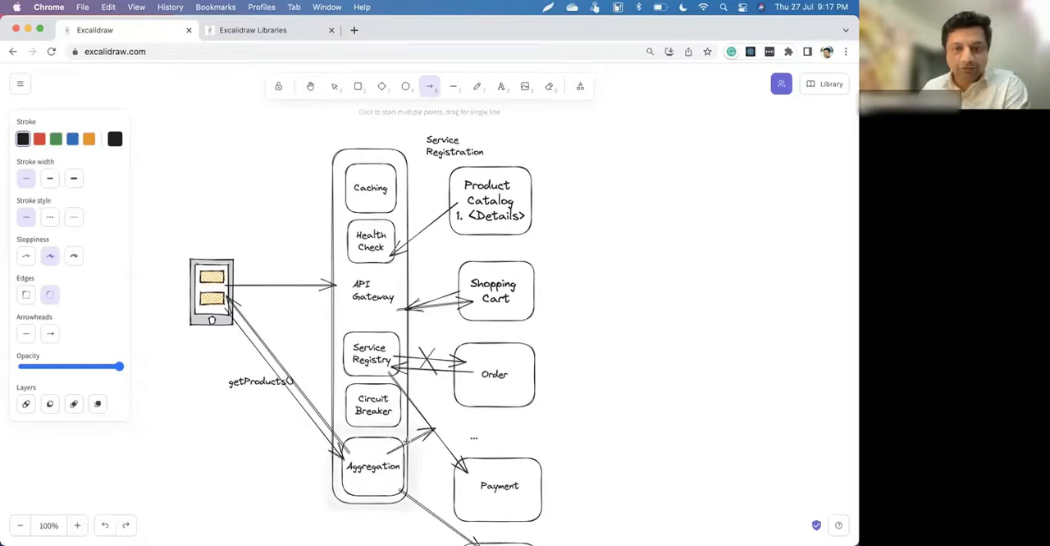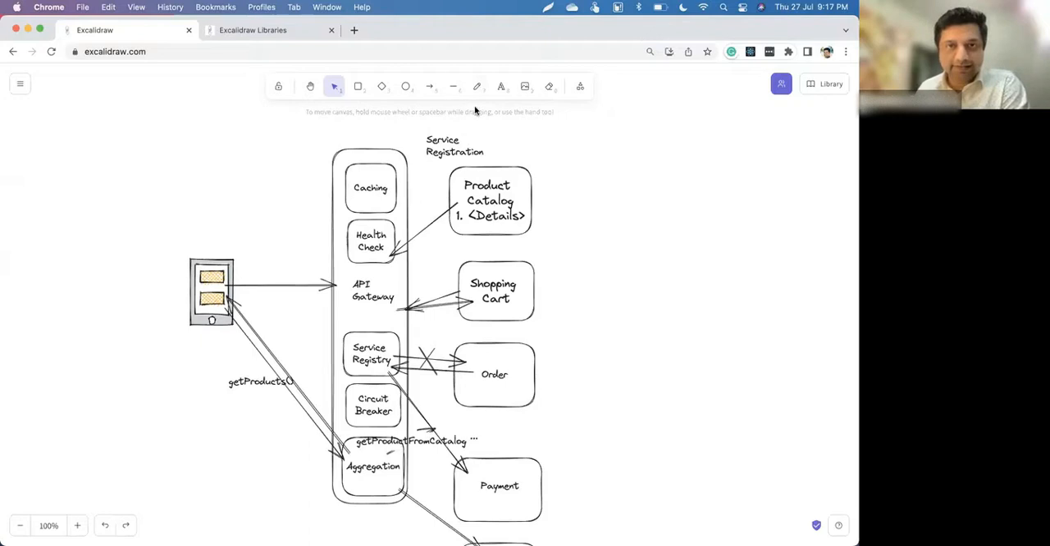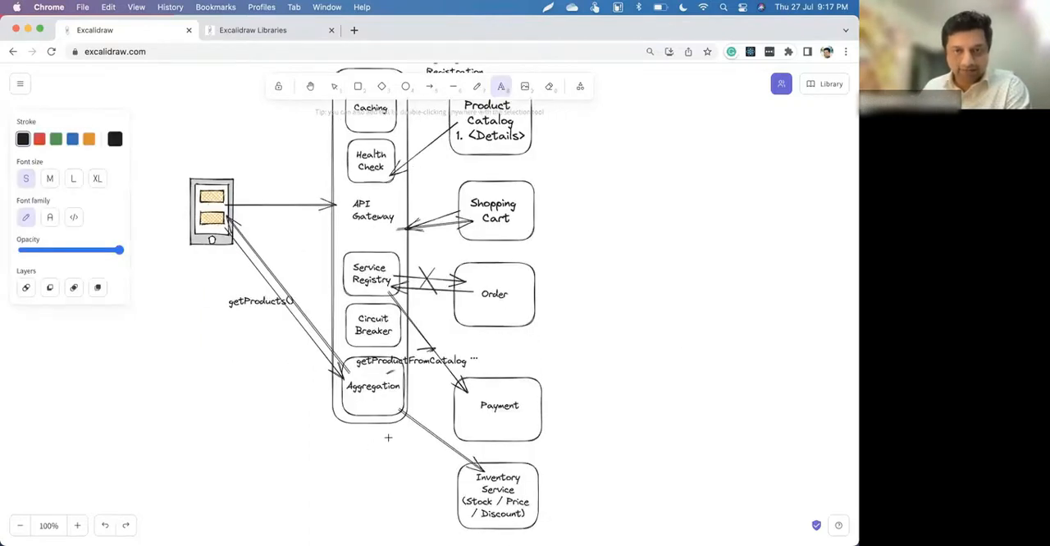Internally, it is making two calls. One is get product from catalog, and then it's making another call, get product from inventory, right? Say these are two separate calls.